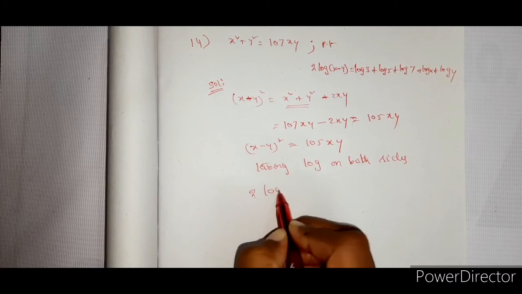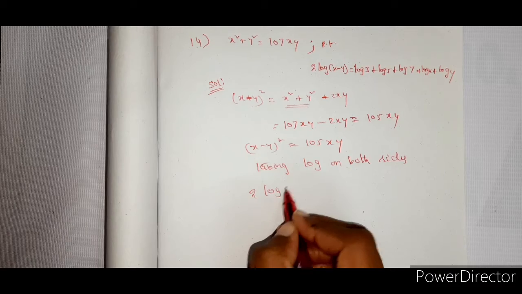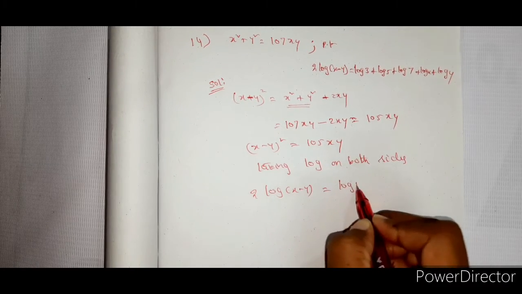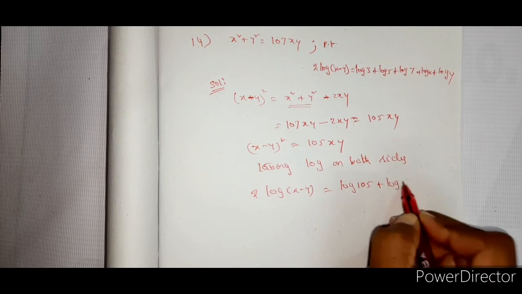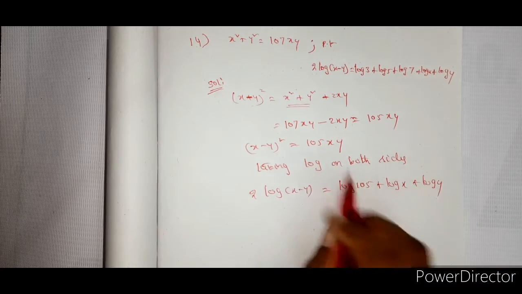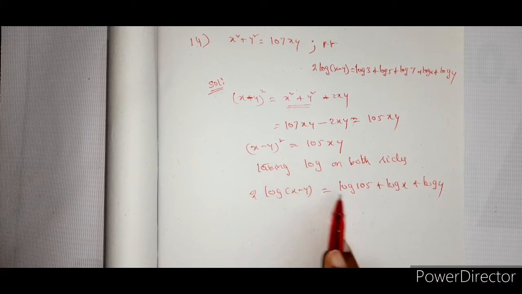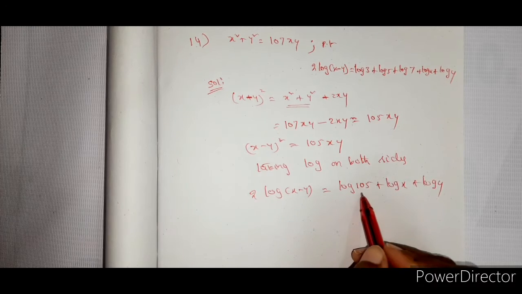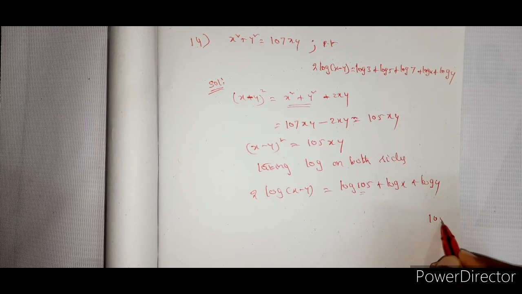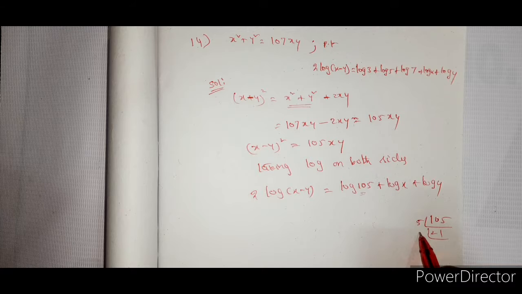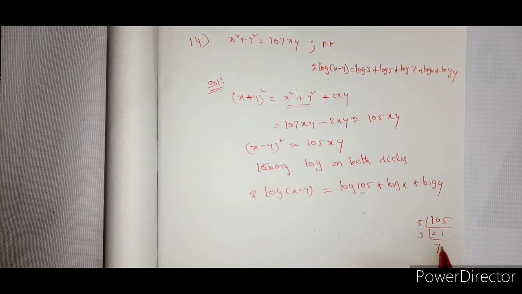So now I am writing directly: log (x minus y) whole square is 2 times log (x minus y), which is equal to, I will split this as log 105 plus log x plus log y, is it not? Log abc is log a plus log b plus log c. So I am doing it directly. Now this 105, I have to find the factors, right? 5 threes are 15, 3 sevens are 21. Finished. So we got this.